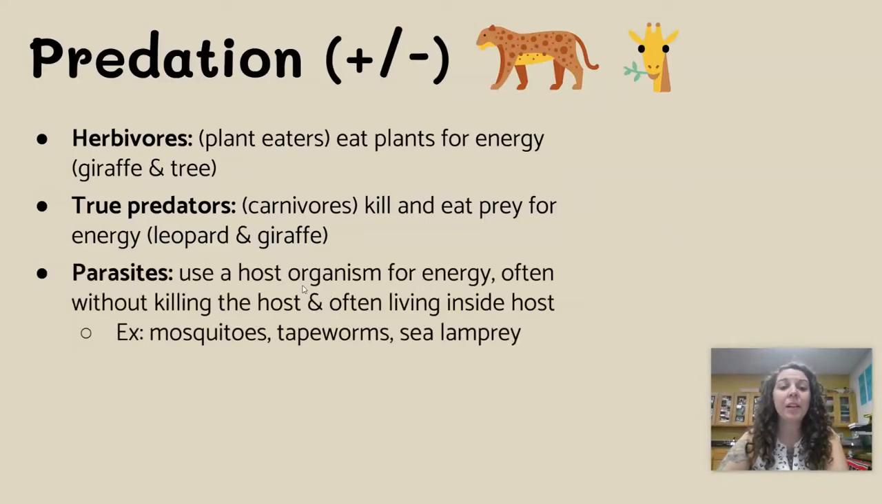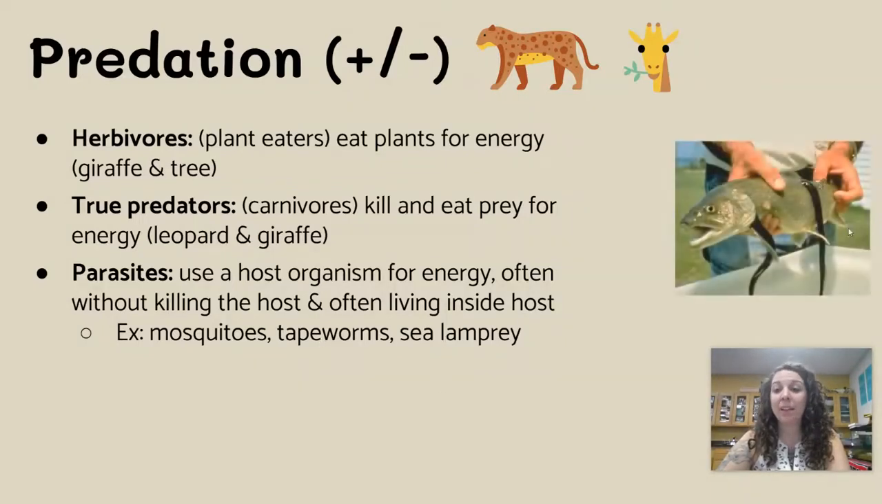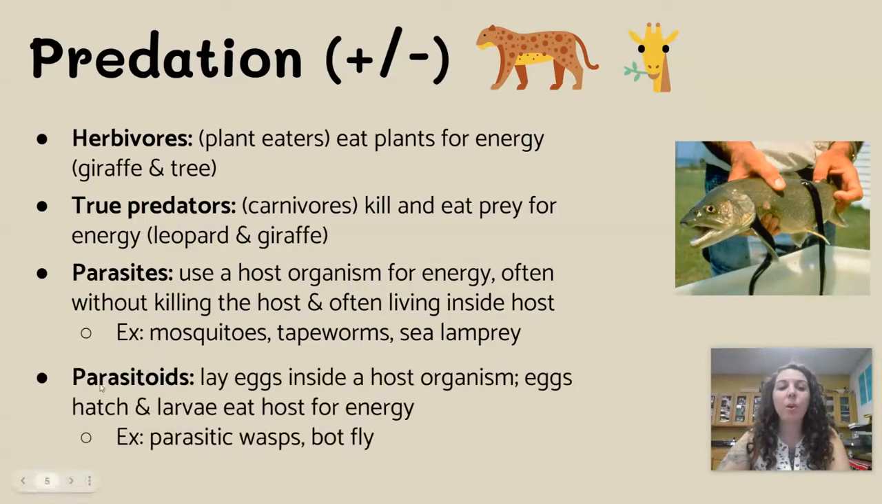And then parasites, those are going to use some kind of a host organism to get energy. A lot of times they can do that without killing the host. And sometimes they'll even live inside of the host. So mosquitoes are an example. Tapeworms are an example. That's one that lives inside of the host. A sea lamprey, that's what these little guys right here are on the fish, so the sea lamprey is going to suck the blood from the fish, and that's not going to kill the fish, but it's obviously going to weaken it. Then we also have a group called parasitoids, and those typically will kill or do kill their host.